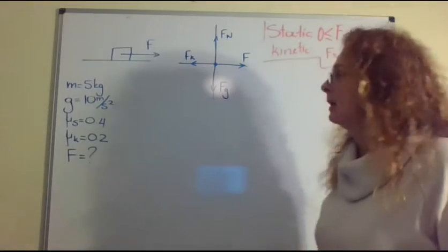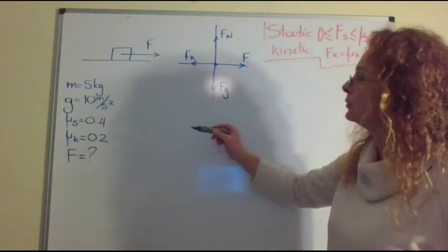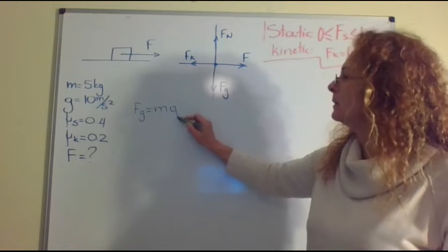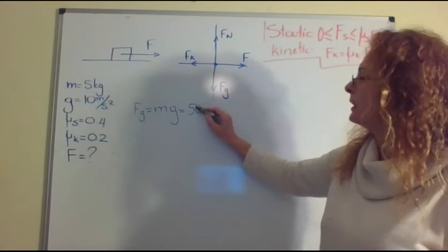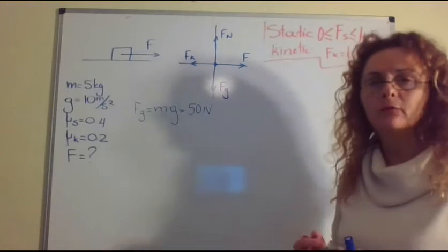How do I start? Well, by knowing the mass, I can find the force due to gravity, which is mg. So in this case, it will be 50 newtons. So I managed to find the force due to gravity.